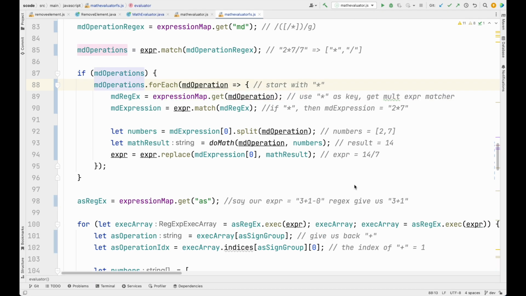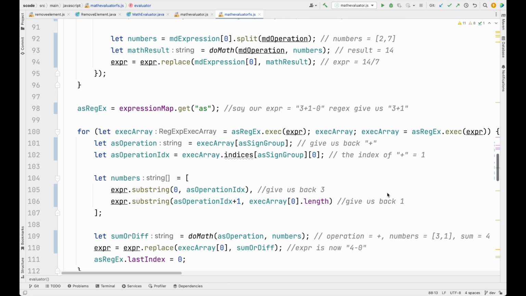Okay, so moving along to the next part of our evaluate function, we see this add subtract, or AS, regex. And what that's doing is searching our global expression map that we talked about earlier to get us back a regular expression that would give us 3 plus 1 if our expression was 3 plus 1 minus 0.